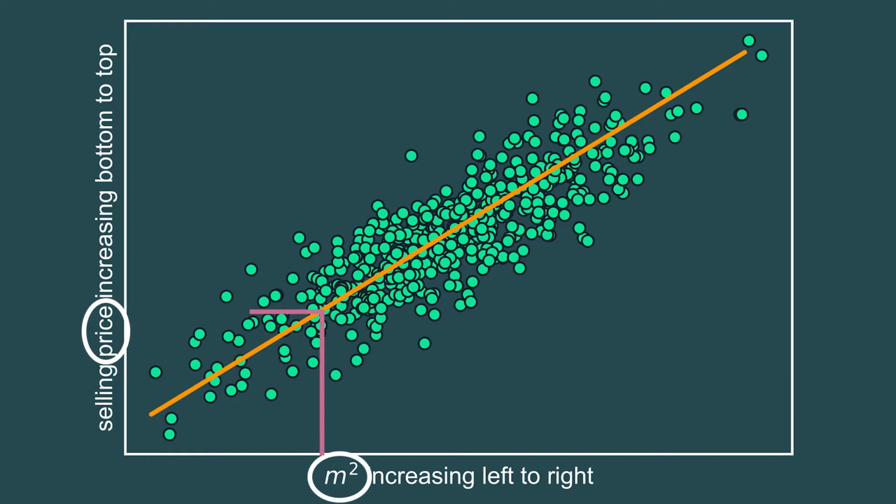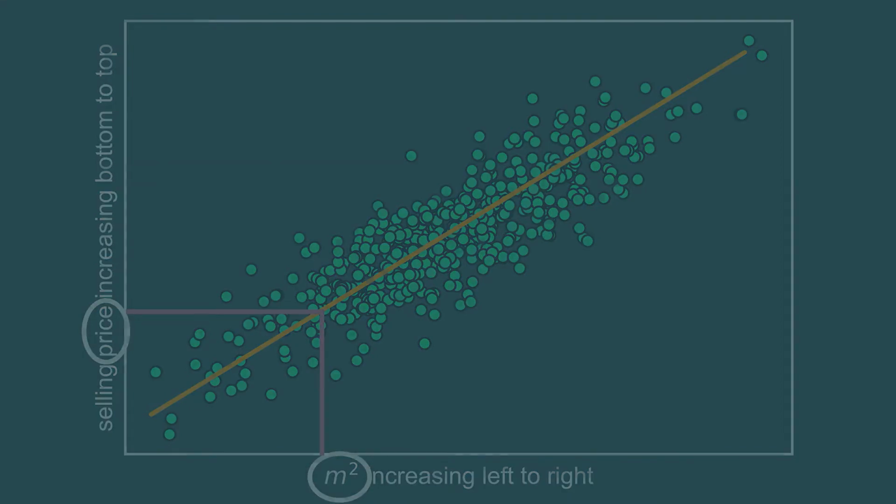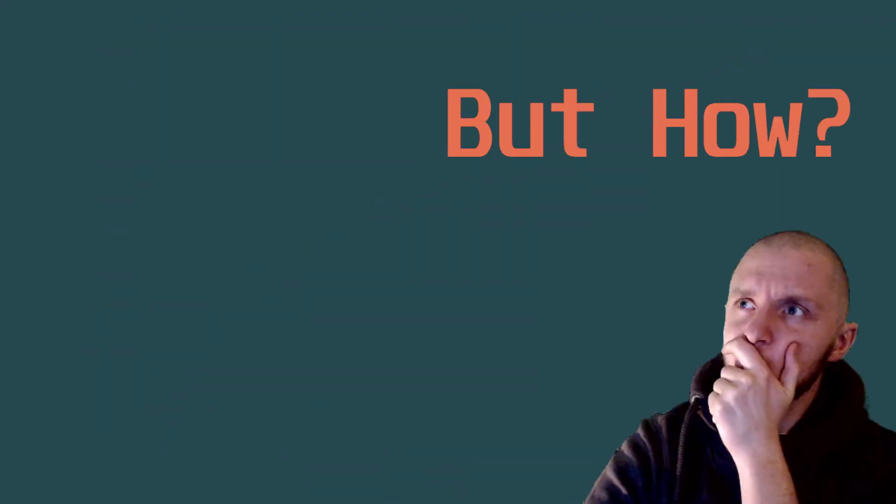Now we can predict the price for any house given its square meters. You are probably asking yourself, how do we get this linear function? This is actually quite easy and only requires a little bit of math.